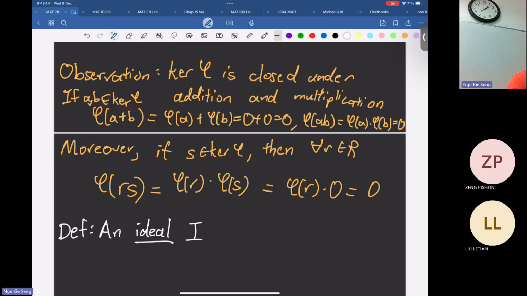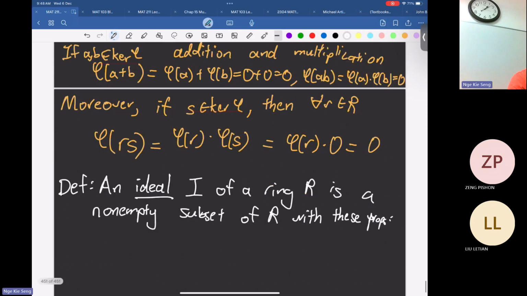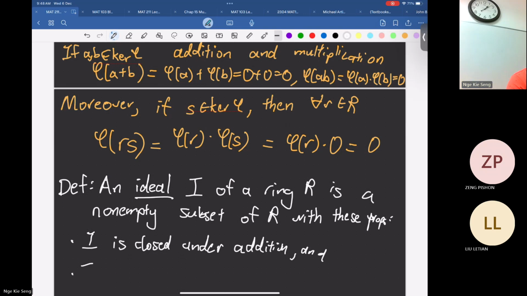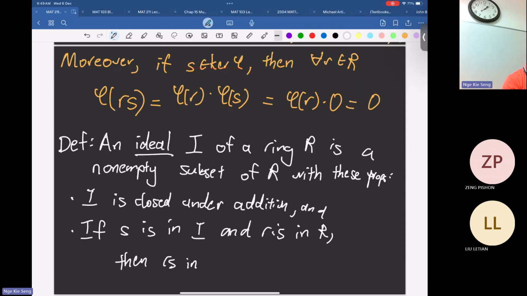So an ideal I of a ring R is a non-empty subset with the following properties. First of all, it is closed under addition. And second of all, if x is in I and r is in R, then rx is in I.